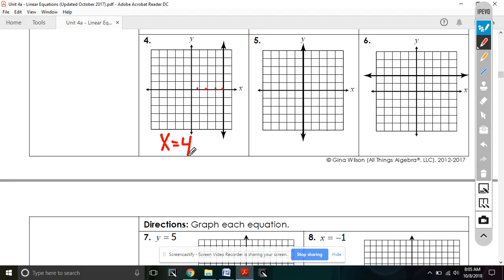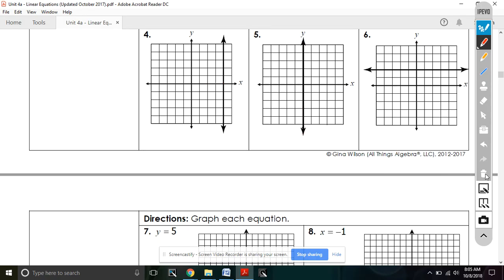Number 5 is going up and down. See how it's nice and thick right here? So that is going to be an x equals, and it is actually on 0. This one is going to be y equals 2. Please make sure you come and see me if you have any questions. Let's flip it over to the back.